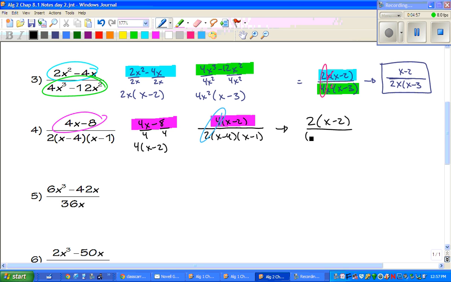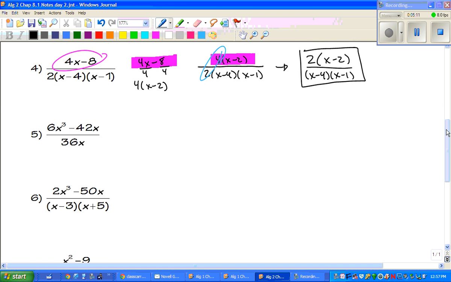And the x minus 2 is up there, and then x minus 4, x minus 1. Nothing else simplifies because everything else, they're not the same. They've got to be 100% the same to do that. Okay.